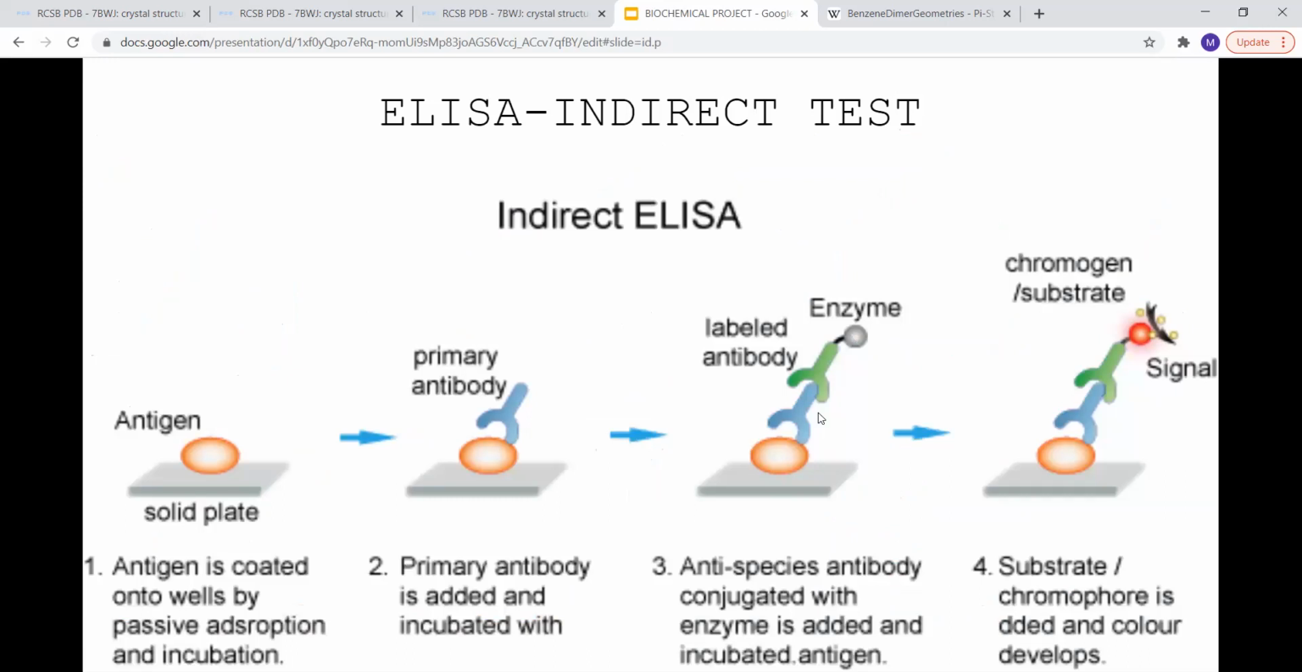We're also going to be talking about ELISA testing. ELISA stands for Enzyme-Linked Immunosorbent Assay, and these tests are used for diagnostic purposes. There are four different types of ELISAs: direct, indirect, sandwich, and competition slash inhibition.